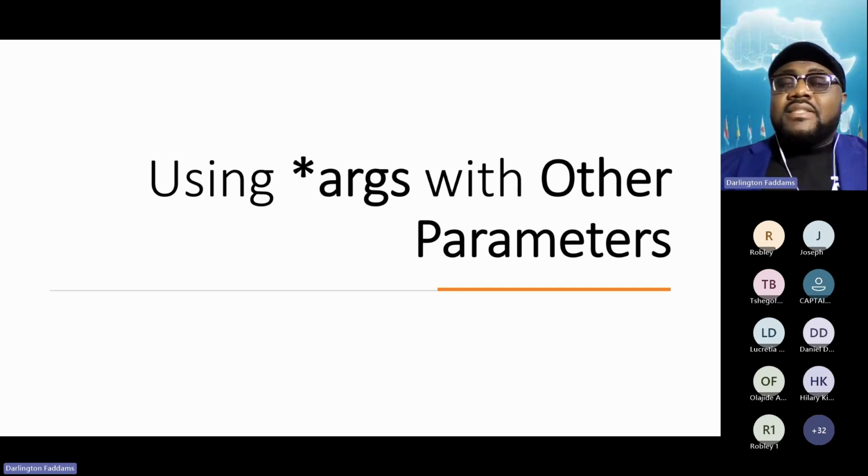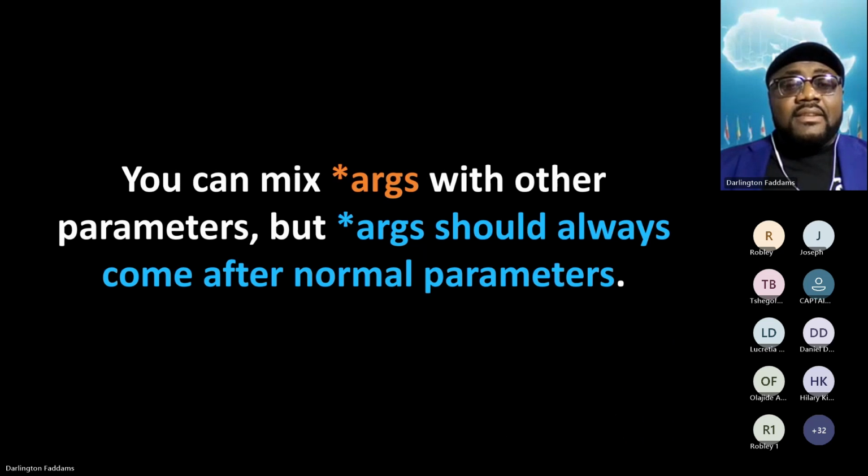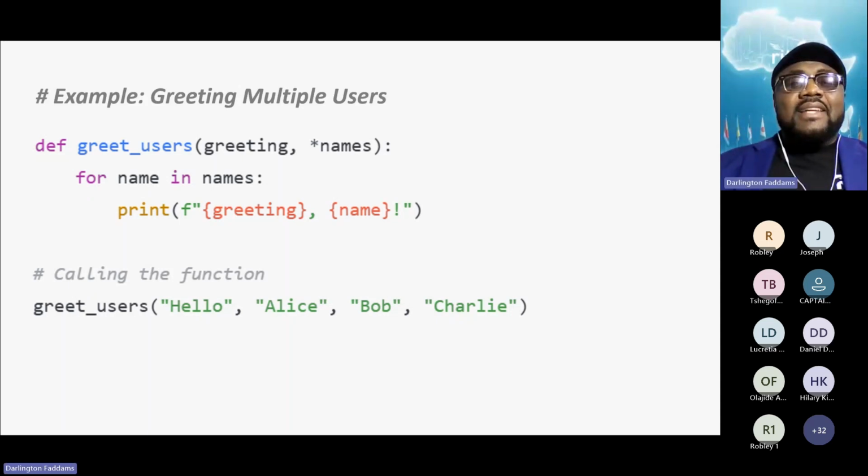Now, it says using star args with other parameters. What does it mean? You can use star args with other parameters, but anytime you do this, star args should always come last after the normal parameters. What does it mean? Look at this code here. Very, very interesting code. It is saying that you can use a normal parameter and also provide star args.